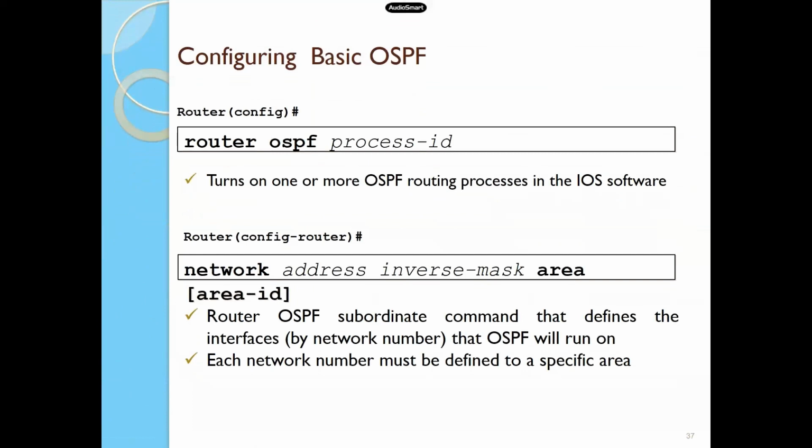How to do that? Router OSPF, and there is a process ID, and then you define the areas later. And there is a concept here of inverse mask. I will not bother talking about it right now. It's going to be the topic for next week. We're going to talk in detail about inverse mask, which is basically the inverse of the subnet mask. So if the subnet mask is 255.255.255.0, then the inverse mask will be 0.0.0.255. This is what we mean by inverse mask. Now the area ID, it's up to the user.